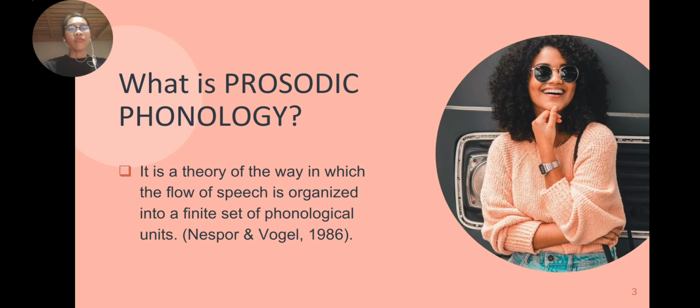So, what is prosodic phonology? According to Nespor and Vogel, 1986, it is a theory of the way in which the flow of speech is organized into a finite set of phonological units. So what are these finite set of phonological units? These units are very important to the larger scale of phonological rules, especially when we move to morphology, to grammatical rules, to syntax, to paragraph, and so on and so forth. So we have to be familiar with the set of phonological units.